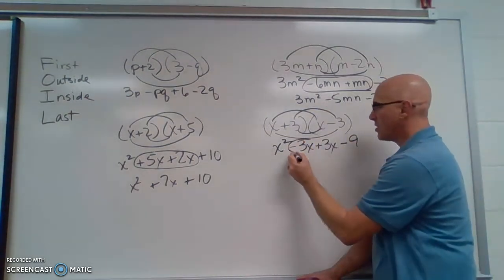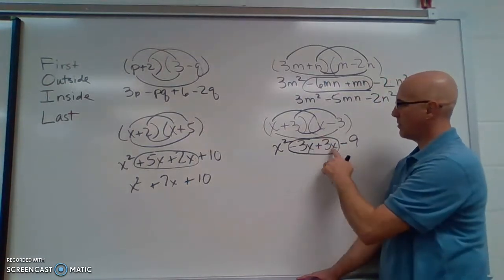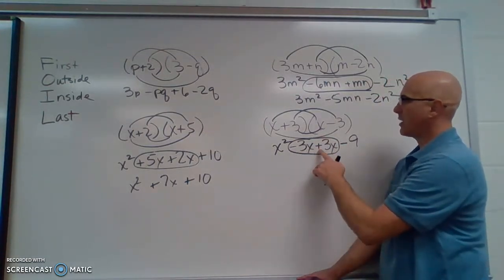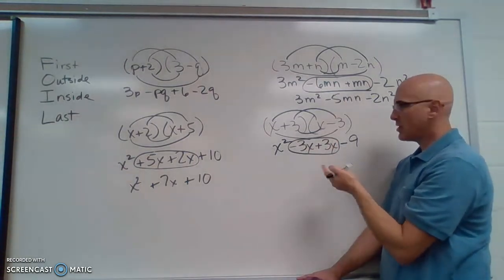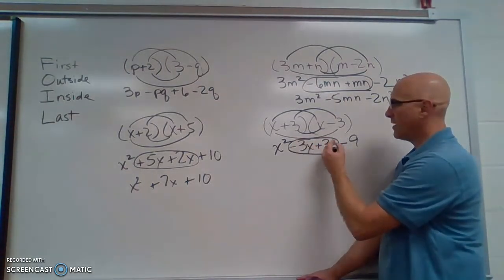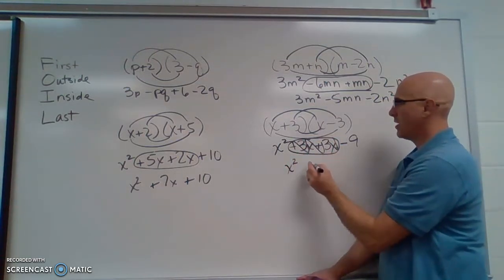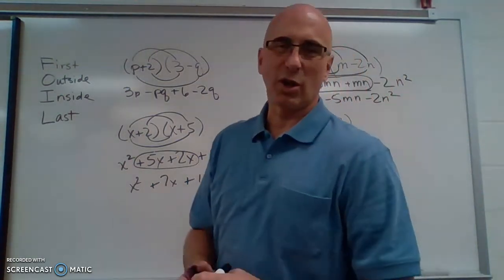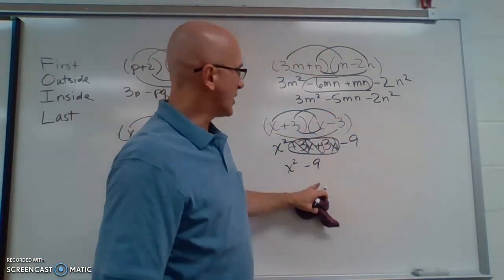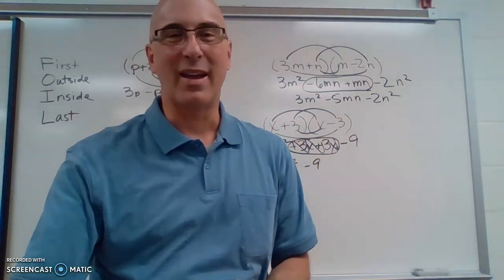Now, these two terms we can combine because they're like terms, they have the same letter. Negative 3x plus 3x, negative 3 plus 3 is 0. So therefore, this drops out. We're left with x squared minus 9. And eventually you will learn why this one is so important. Now we can go practice multiplying binomials.